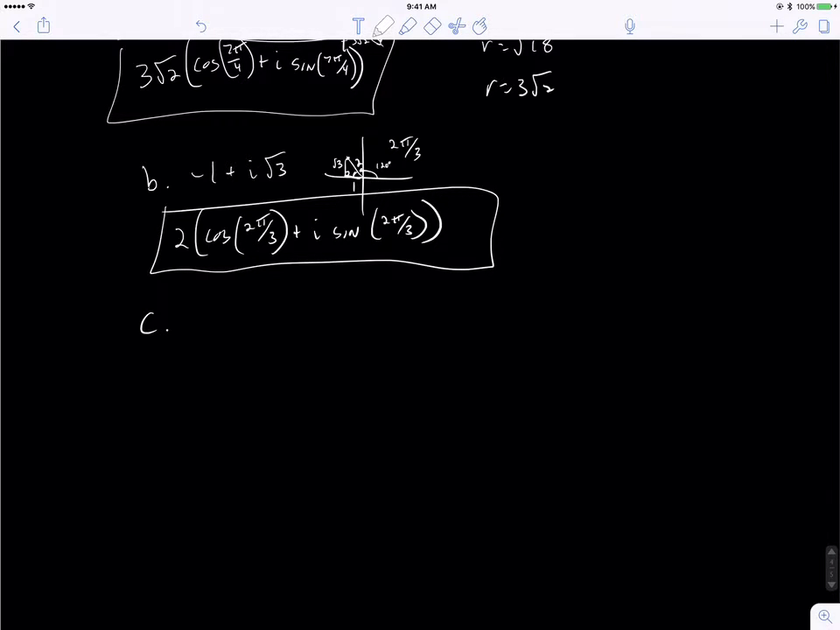C is 4i. That's right there. That distance is 4. That rotation is pi over 2. No bells. See you later. So then the radius is 4 cosine pi over 2 plus i sine pi over 2.